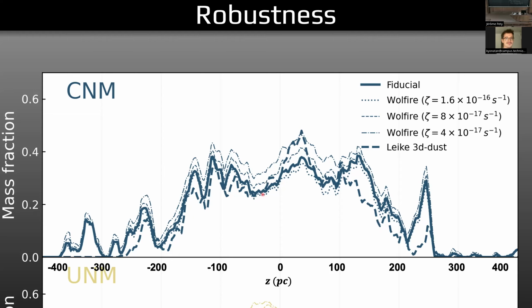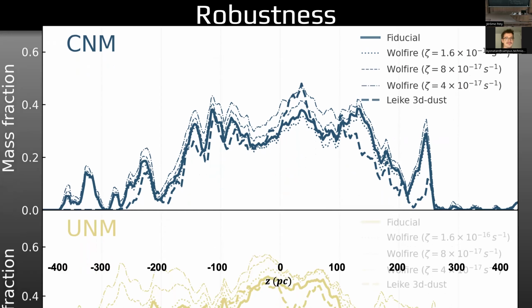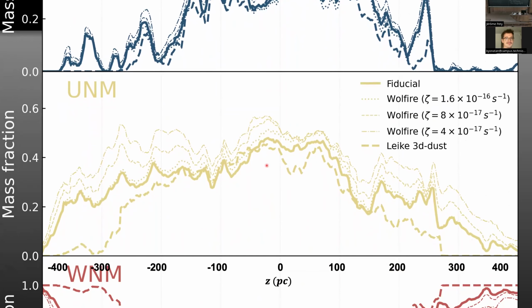This is a thin line, and it has the highest zeta value. So it's essentially the same as our fiducial model. Then we can go further with a smaller value of zeta, and then it goes further from the line, making CNM more dominant as zeta goes smaller. So zeta goes smaller, and CNM fraction goes higher. But let's see what's going on with UNM. Maybe we'll observe the same trend.